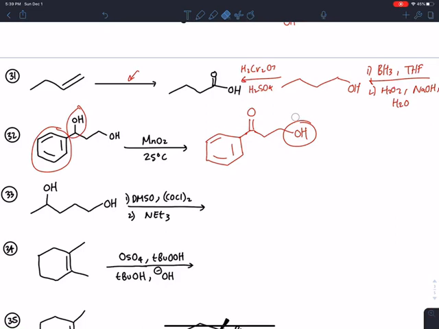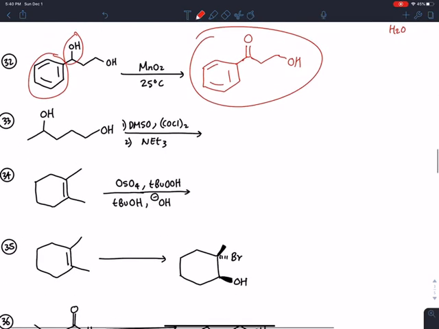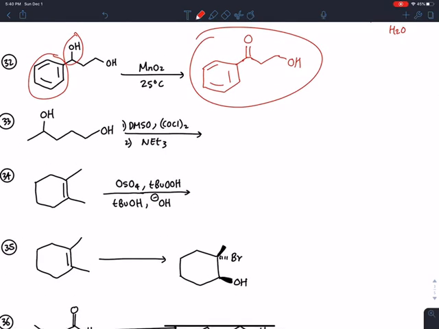Your answer should be what I just drew. Right there. You look for allylic and benzylic alcohols, and they get oxidized. This reaction is actually called Swern oxidation. It's the same as PCC. PCC is easier to write, so we're just going to keep using PCC. But if they give you these reagents, you know that's just PCC.